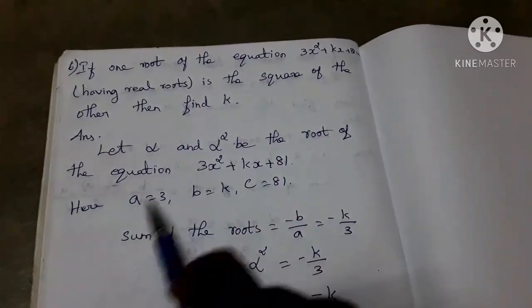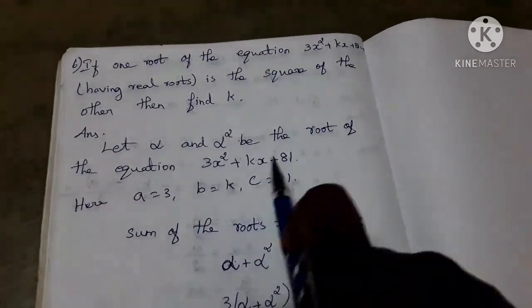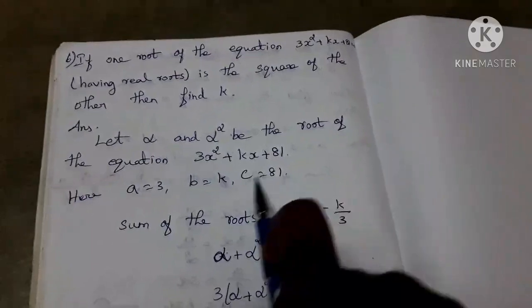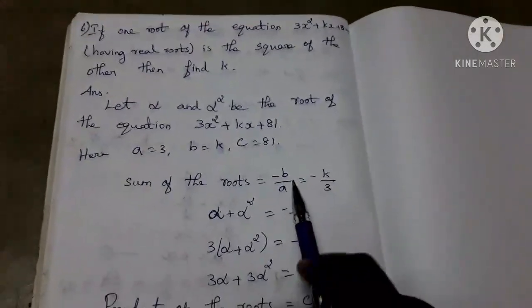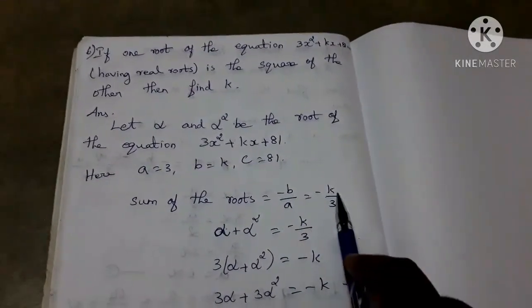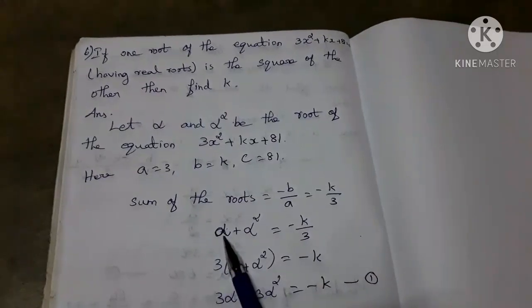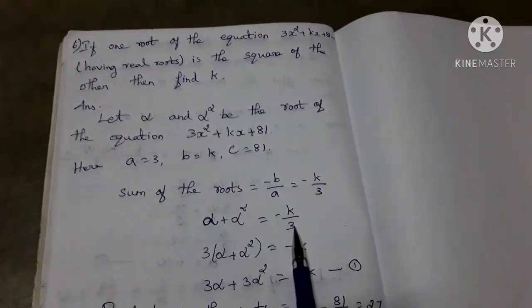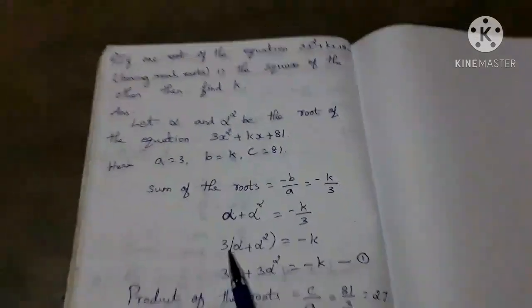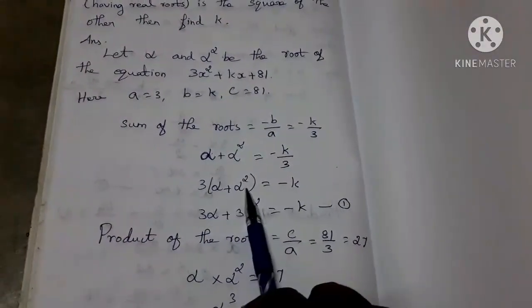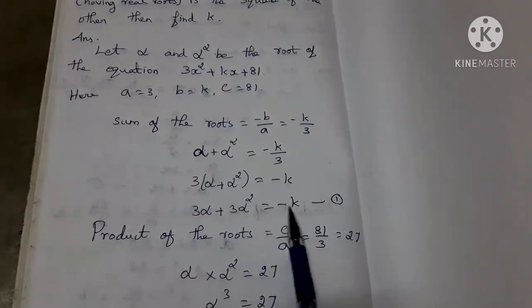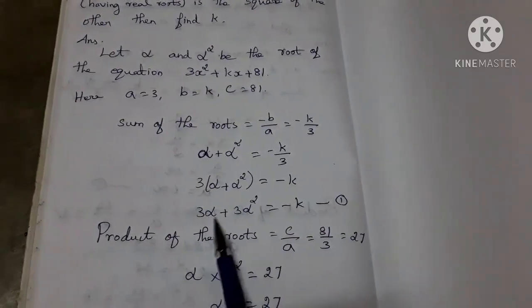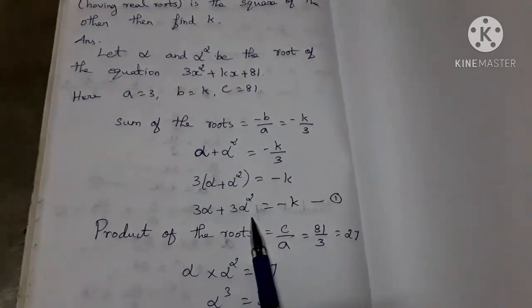So a is equal to 3, b is equal to k, c is equal to 81. Sum of the roots, minus b by a, is minus k by 3. So sum of the roots is alpha plus alpha square is equal to minus k by 3. So 3 we have to multiply this side. 3 of alpha plus alpha square is equal to minus k. So minus k is equal to 3 alpha plus 3 alpha square.